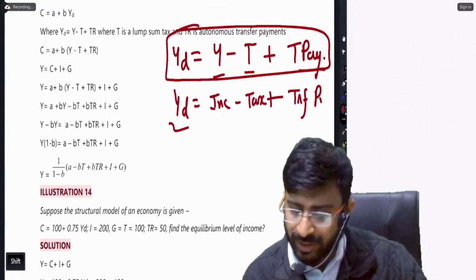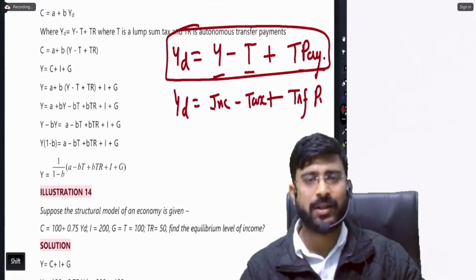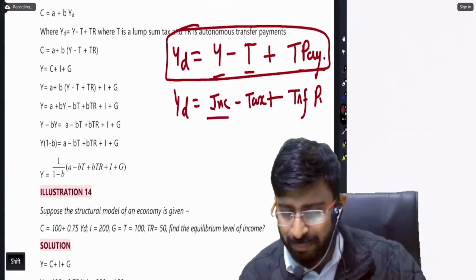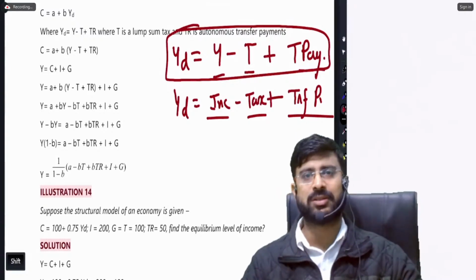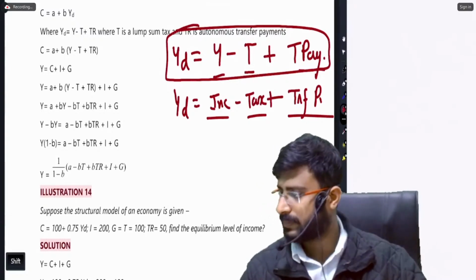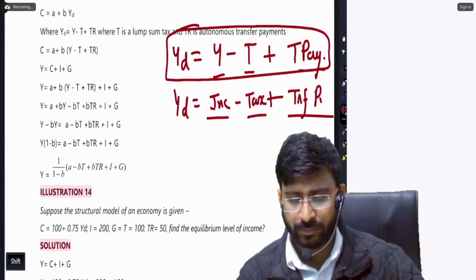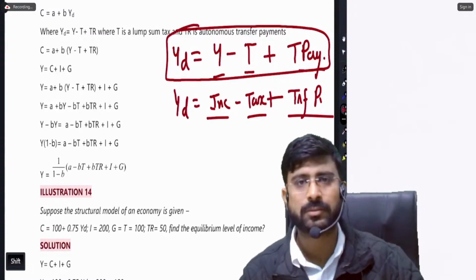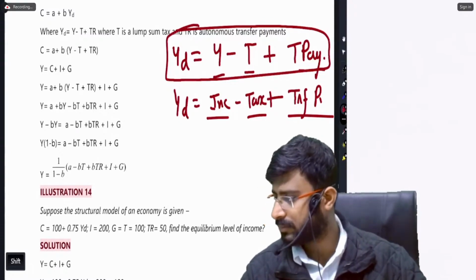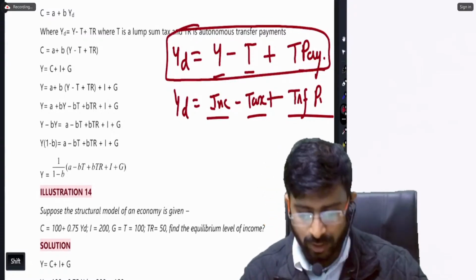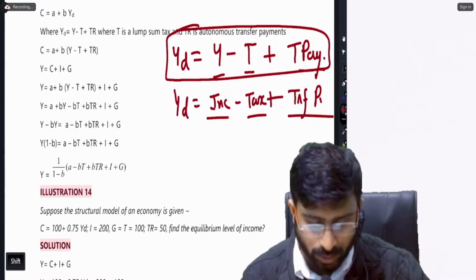So now please copy this one down, everyone. Disposable income is income minus taxes plus transfer payments. Very good.